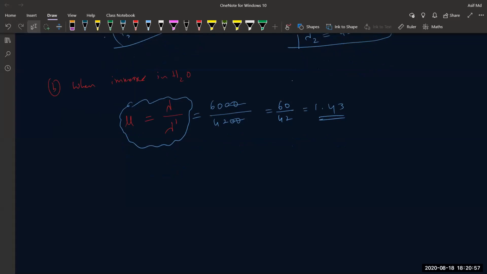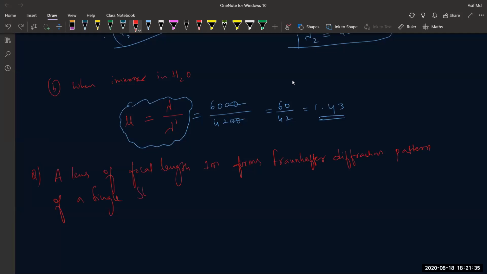Okay, take this question as homework. Very good question. A lens of focal length 1 meter forms a Fraunhofer diffraction pattern of a single slit of width 0.04 centimeter in its focal plane.